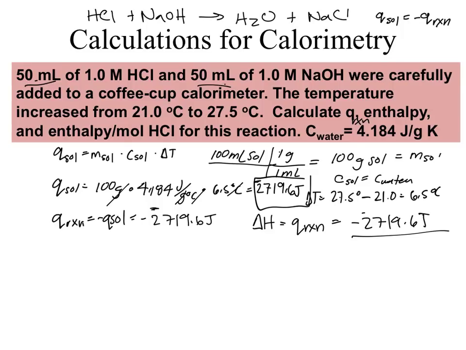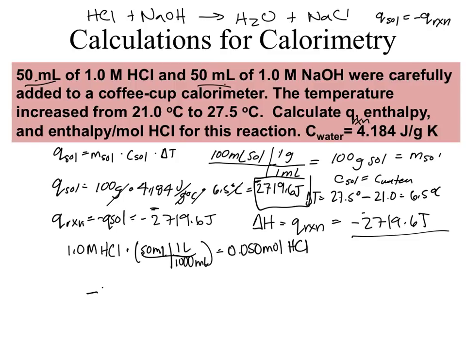Okay, so basically if we take our 1.0 molar concentration of HCl and multiply it by our volume in liters, the conversion of which looks like this, we have 1,000 milliliters for every 1 liter. This is going to give us 0.05 moles of HCl.